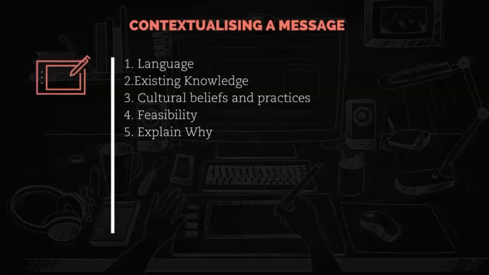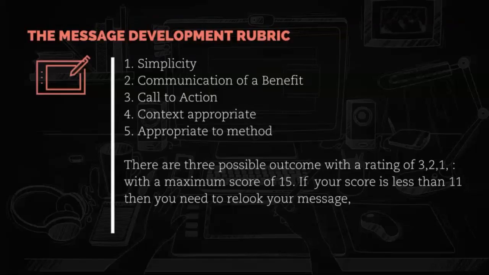Now, we also have what is called a message development rubric. This helps to assess the messages across 5 criteria. 1, simplicity. 2, communication of a benefit. 3, a call to action. 4, context appropriate. And 5, appropriate to method.